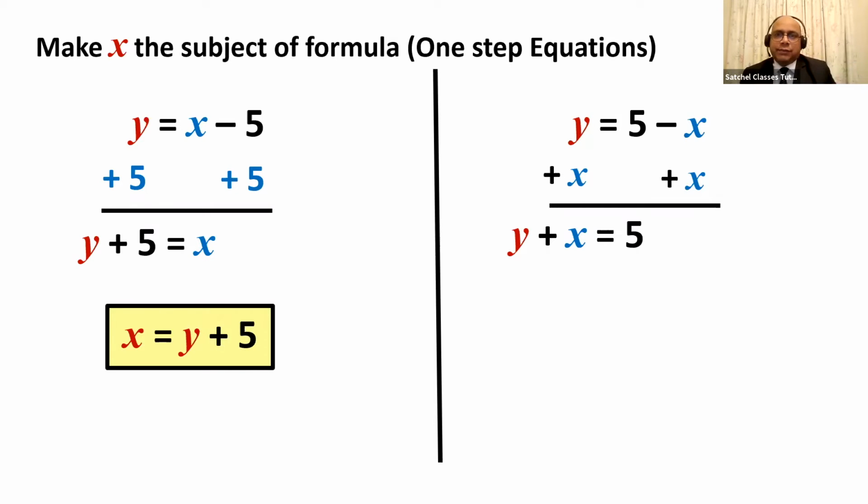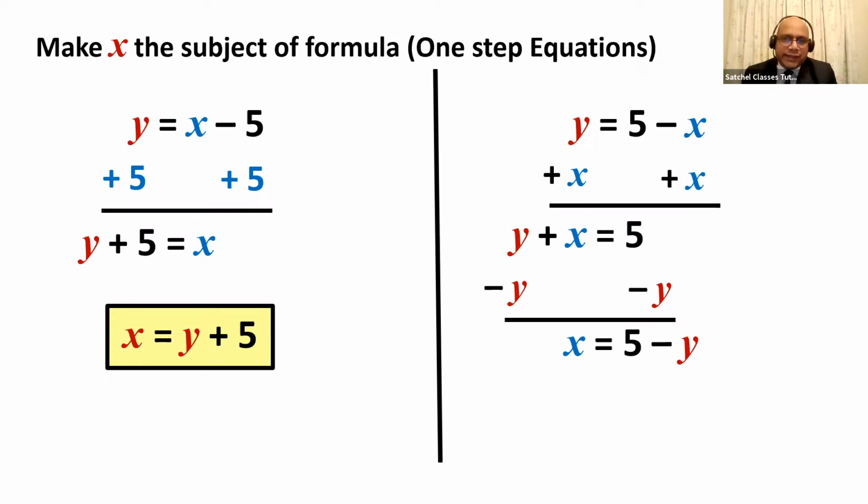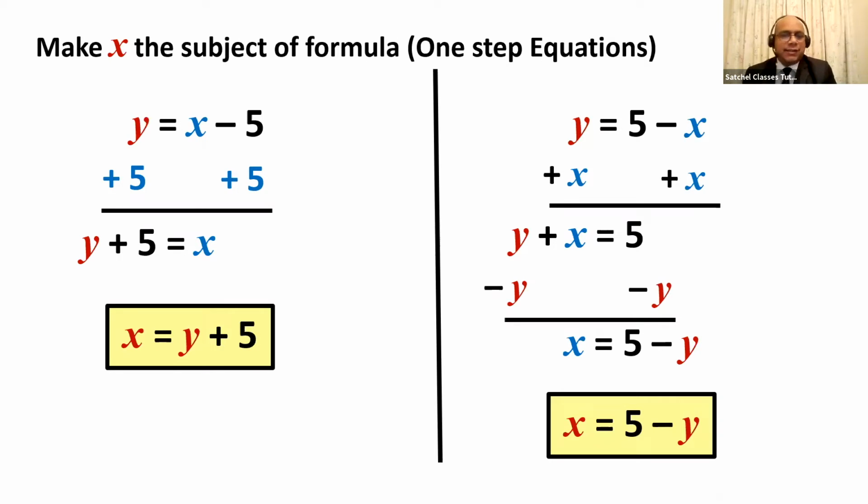Okay, so to negate plus y on the left hand side, we do minus y on either side. So plus y and minus y on the left cancel out to become 0. You're left with x on the left hand side, and on the right, we have 5 minus y. So we indeed have x on its own on one side of the equation, and hence we have changed the subject of the formula to x. The final answer is x equals 5 minus y.